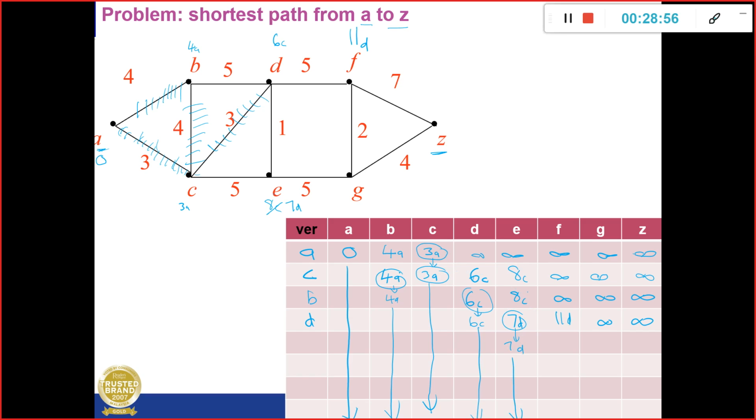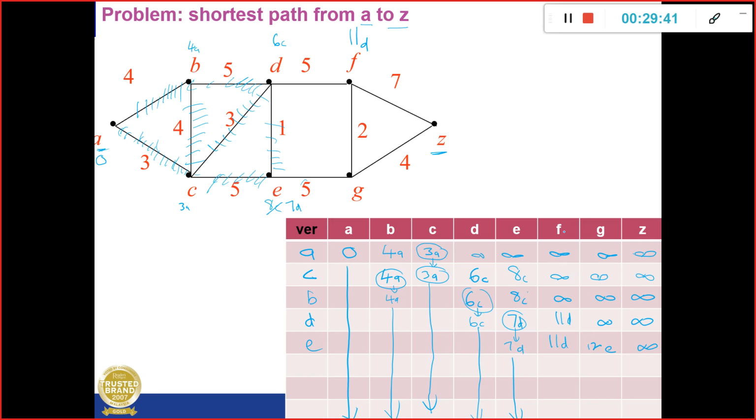Okay, so you put here, this one is E. So E has a connection to G. 7 plus 5 is 12E. And E also has a connection to C, done 6C. This one is already done, this one is done as well. So 12E. E only FG. D done. So this one is 11D. This one is still infinity.